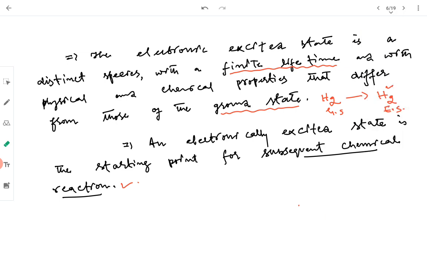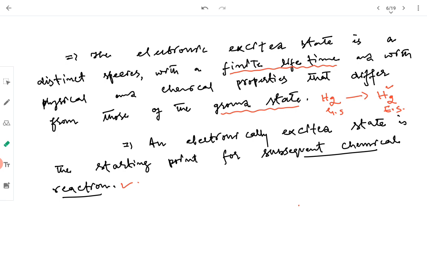The electronic excited state is a distinct species in itself with a finite lifetime, and which has physical and chemical properties which are different from those of the ground state. So how are these physical and chemical properties different in these two states?